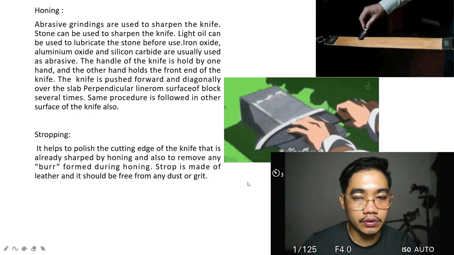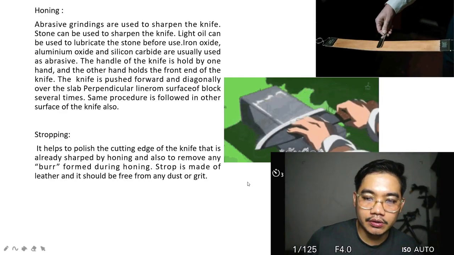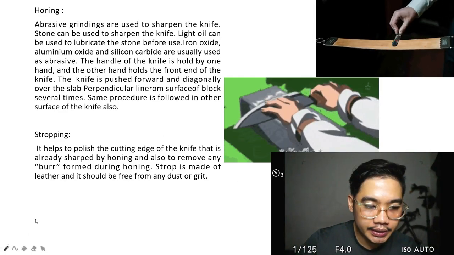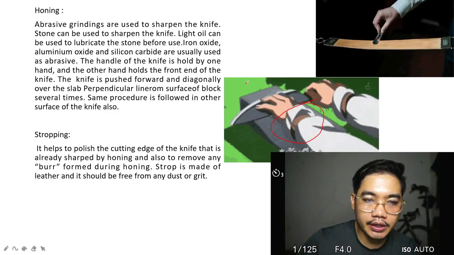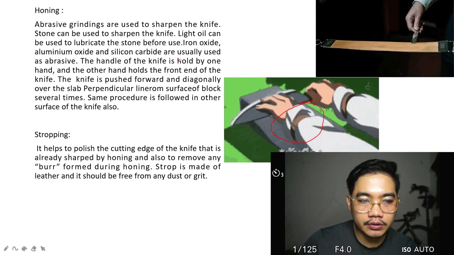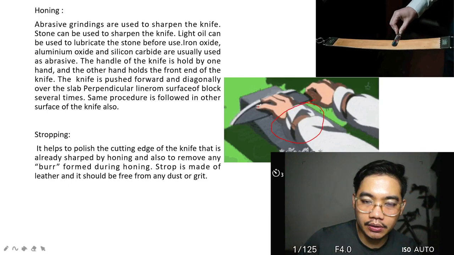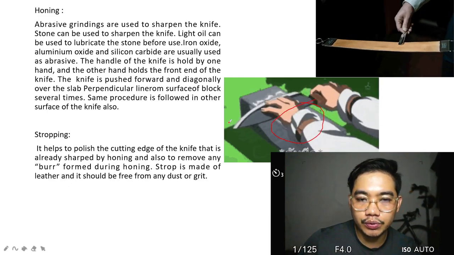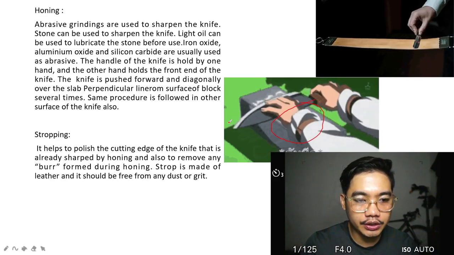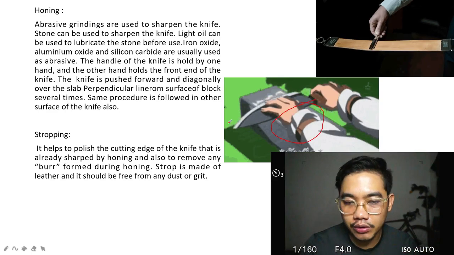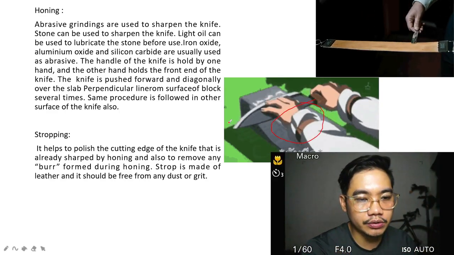So how do you sharpen your conventional knives? We have honing. This is your honing. You push it forward against a rough surface. This is what you do when you sharpen a knife, to make the edge. This is what you call the heel-to-toe movement. Heel to toe is your edge. So bevel forward.